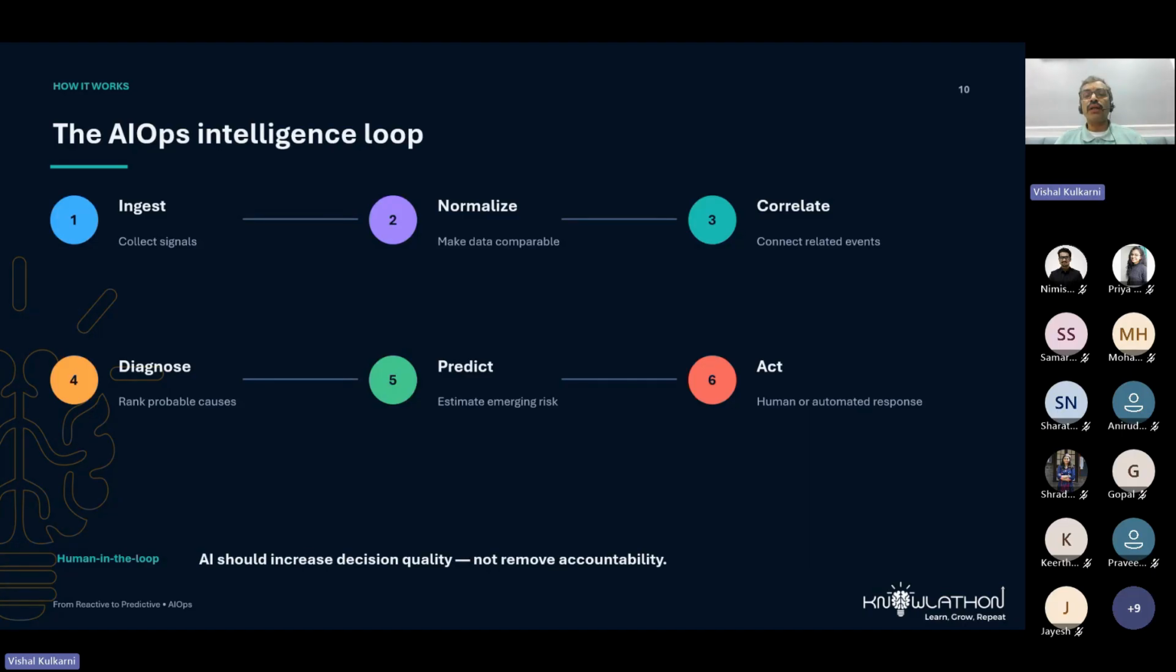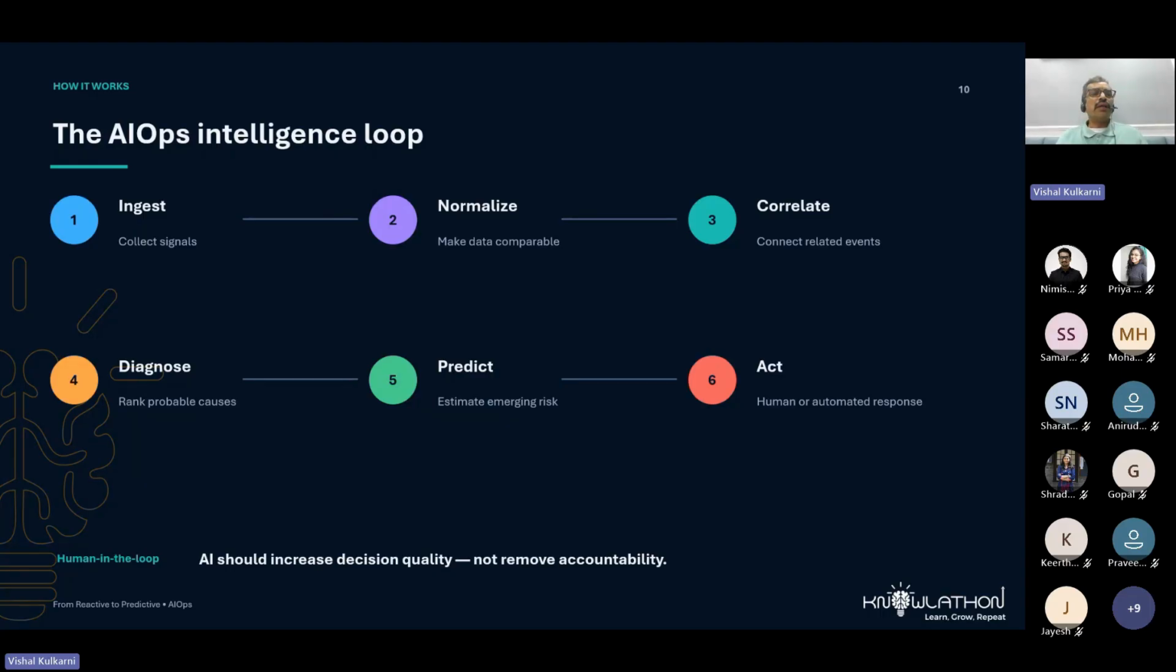Ingest is all about collecting the signals. Normalize makes data comparable. Correlate is connecting the related events. If you look at the way AI works, it is a set of data sets which has been created in the background. It's us who are creating those data sets, and the algorithm which runs behind sets up the relationships between those data sets, and that is how we get to see results. Sometimes even I get surprised, wherein I was thinking of something and all of a sudden it pops up on my social media account. I'm seriously surprised with that.